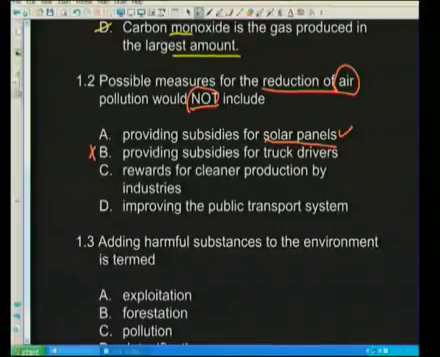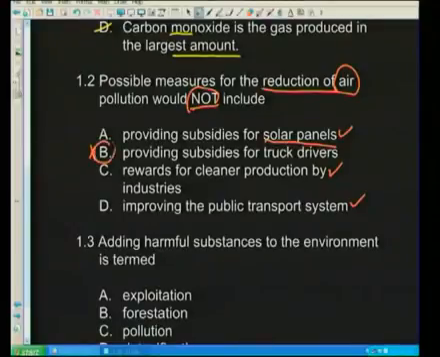C, rewards for cleaner production by industries. Yes, that is a very good one. There we can reduce the air pollution. Number D, improving the public transport. Oh, definitely. By improving our transport system, we can reduce the amount of gases being released into the atmosphere. So I think it is number B.